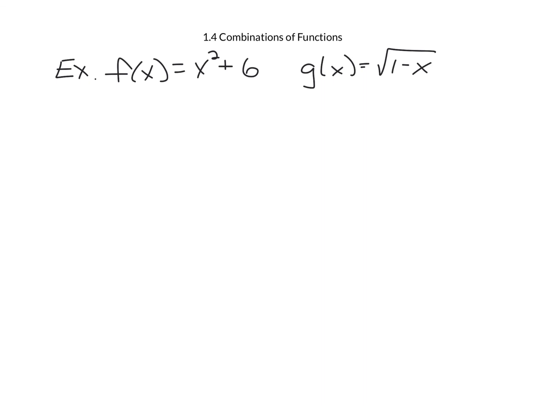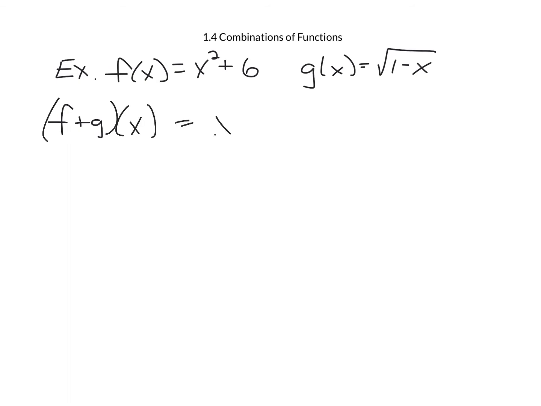All right, 1.4 combinations of functions. So we have two functions right here, f of x and g of x, and we're going to do all four basic operations on them: adding, subtracting, multiplying, dividing. And then afterward, we're going to find a domain. So f plus g of x.